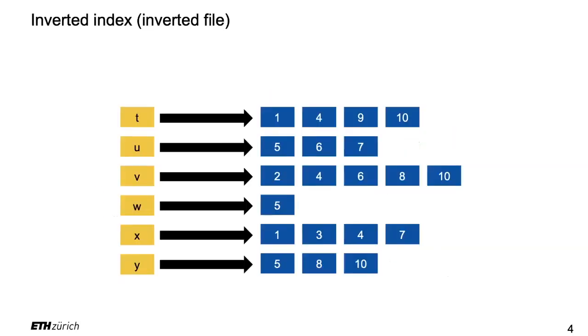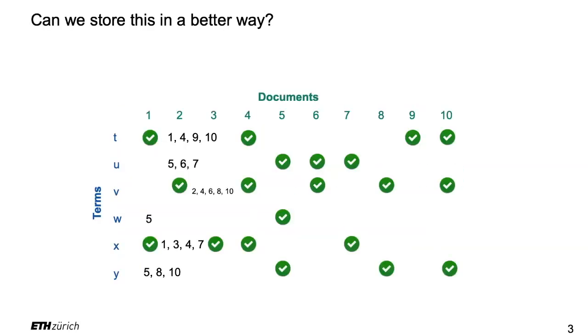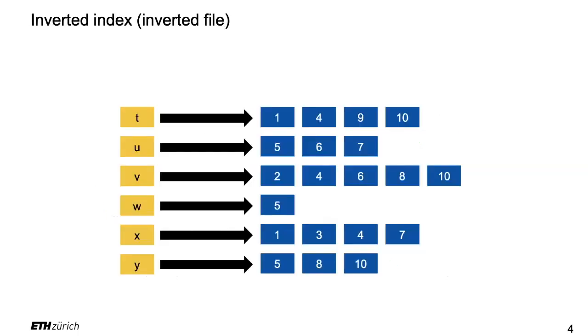I don't have it on the slides right now, but basically we just dropped the zeros. We still have 6 terms in my examples. These were the 6 rows, but now we have something different. It's no longer a matrix. It's more like a linked list, if you want to call it that. It's a linked list of integers, of document IDs.